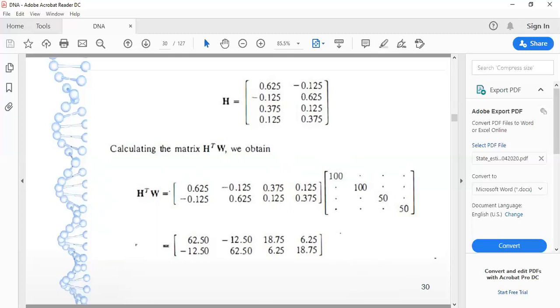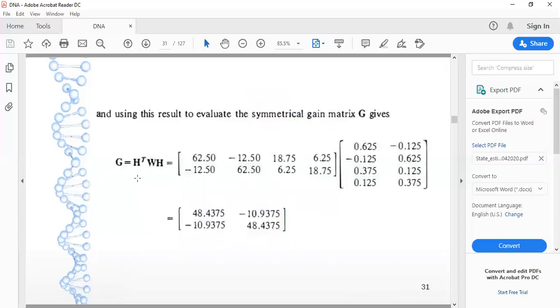Now our motive is to find the G matrix. G is equal to H transpose W into H, based on this equation which we have already derived using least square estimation. We can find out the value of G. G is a constant and its size is n cross n, where n is equal to 2 in this case.